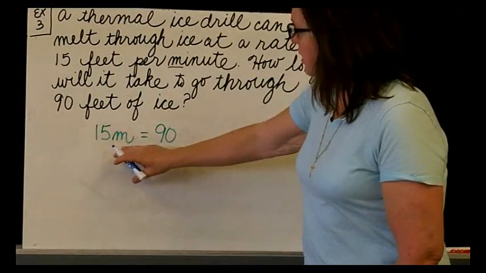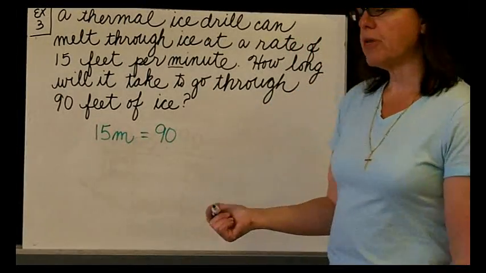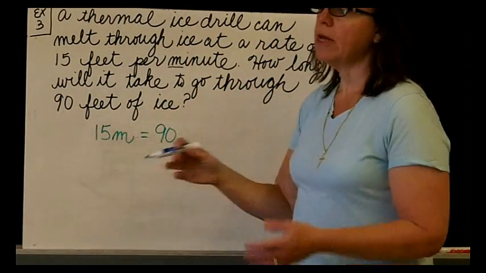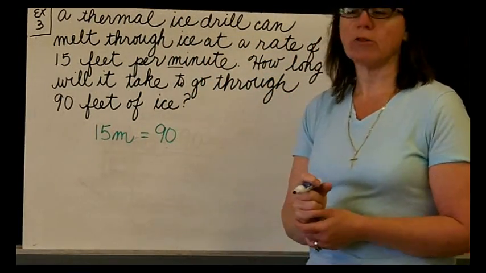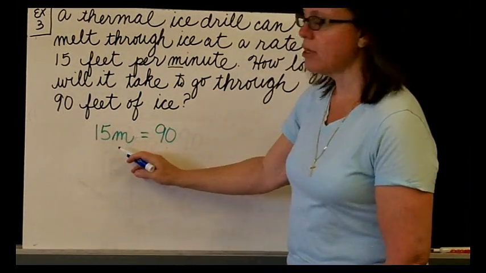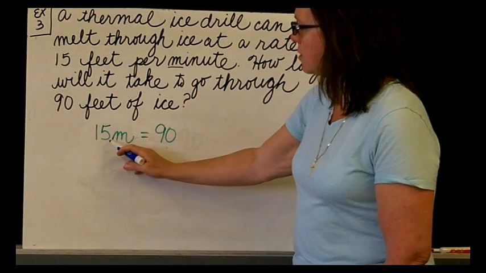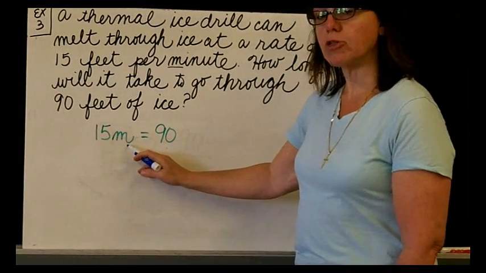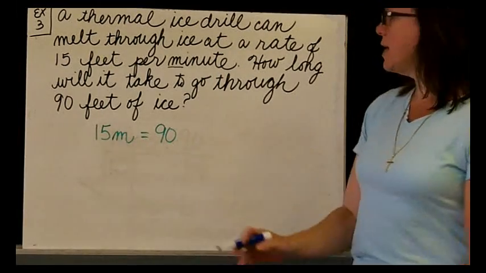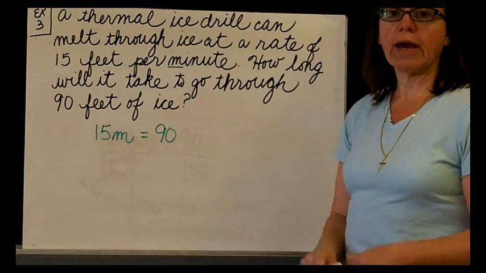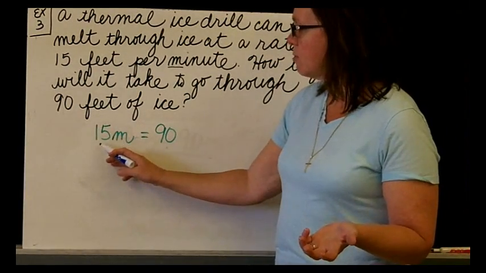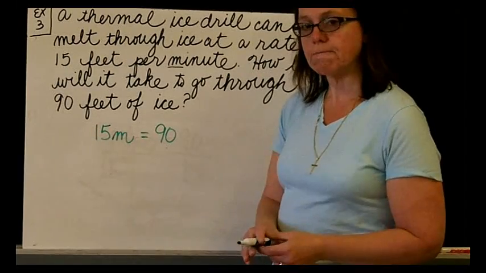I have here 15m equals 90, and I want to explain why. In our story, it tells us that this thermal drill can melt through ice at a rate of 15 feet per minute. And that is expressed here. 15 feet times however many minutes there are. Now we do know that there is a total of 90 feet. And so the way to figure that out is to see by what number, by how many minutes, we're multiplying the 15 to get our 90.